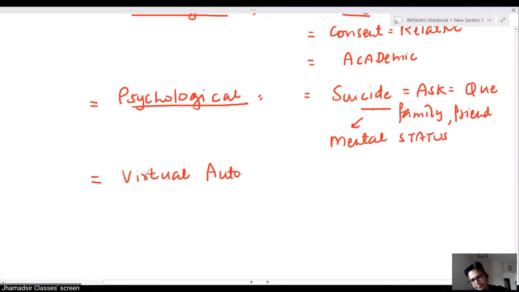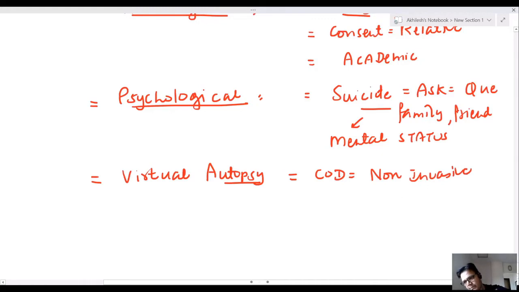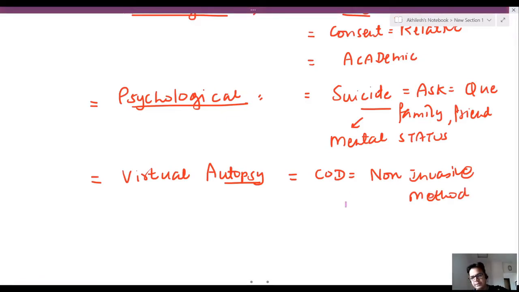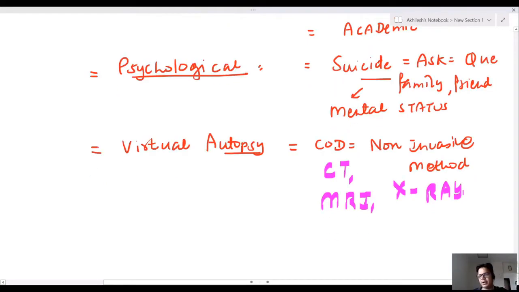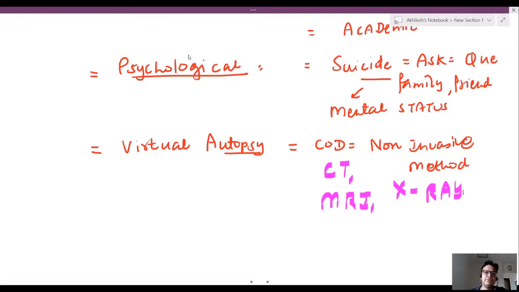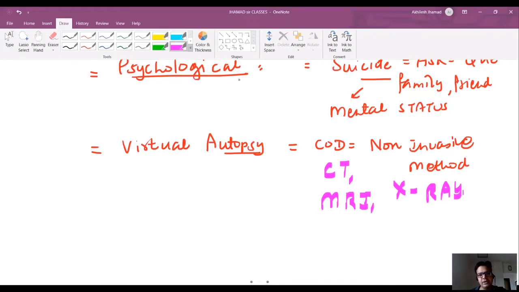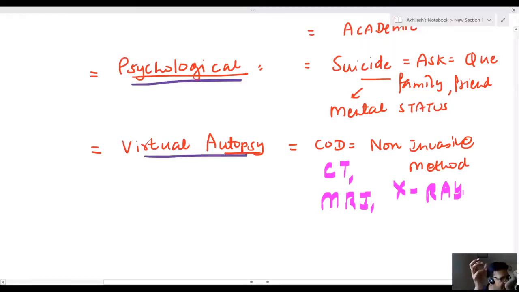Virtual autopsy. Virtual autopsy, cause of death by non-invasive method. What are the non-invasive methods? CT scan, MRI, X-ray. If we are using these non-invasive methods, this is known as virtual autopsy.